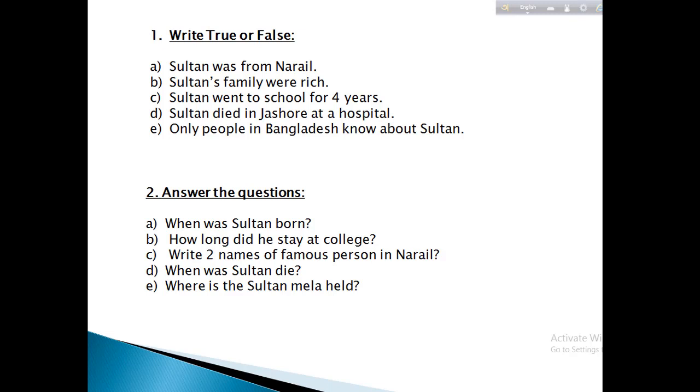C. Sultan went to school for 4 years. Not really. Sultan went to school for 5 years. We learn this information from this passage. Sultan went to school for 5 years. So it is false.